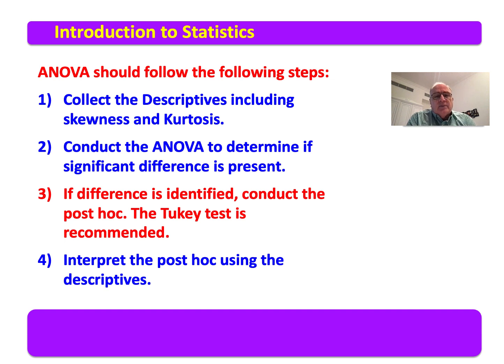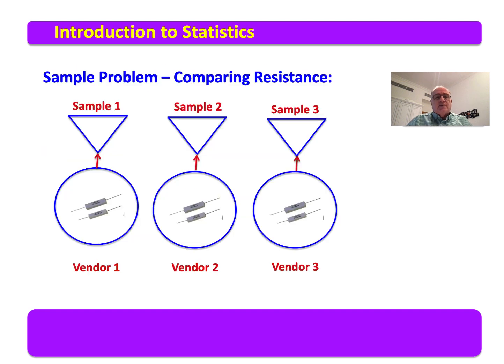Now, I want you to think about it just a moment. If the post hoc test tells you where the difference exists, it assumes, first of all, that you have a difference. If you do not establish difference, you're through. There's no reason to proceed and do a post hoc test. And then once we get the post hoc test and we find out where the difference is, we have to interpret it using the descriptives.